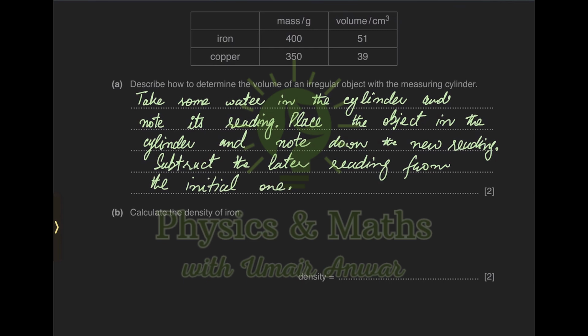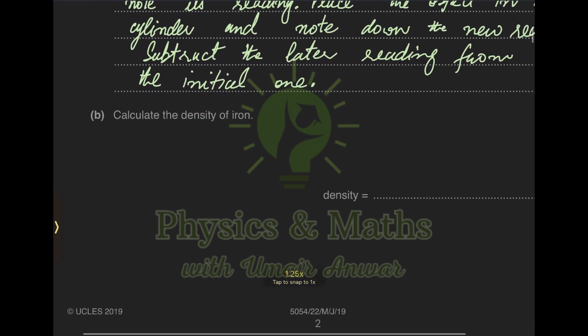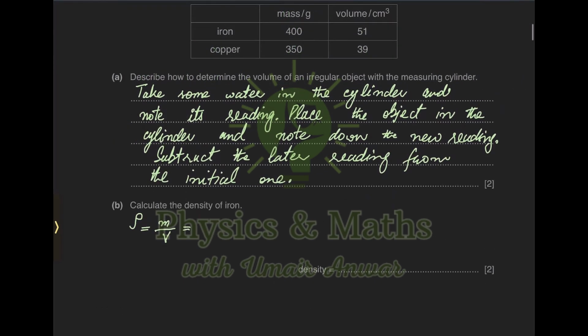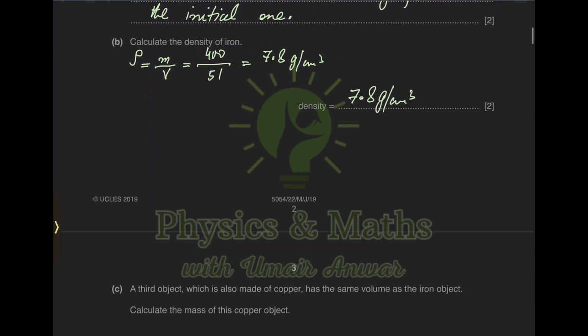The next part says calculate the density of the iron. Now for calculating the density, we have the formula that rho or density is equal to mass upon volume. Now the mass of the iron, as we can see, is given to be 400 and the volume of iron is given to be 51 here. So this gives an answer of 7.8 grams per centimeter cube in two significant figures. So the final answer is 7.8 grams per centimeter cube.